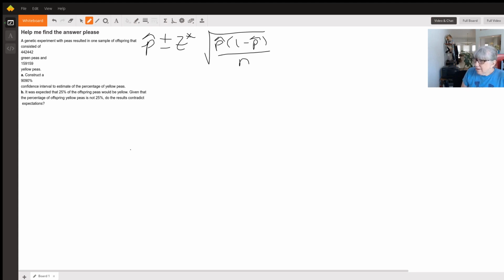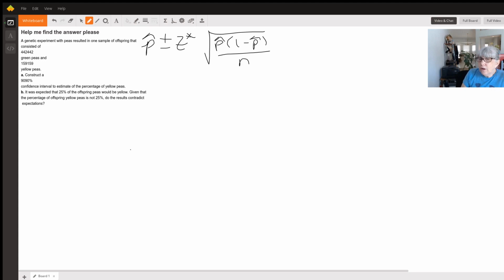Z star, that basically is the z-score for the confidence level. The confidence level in this case is 90%. So Z star is 1.645. You can find Z star in a variety of ways. You may want to ask another question if you want to know specifically how to do that.